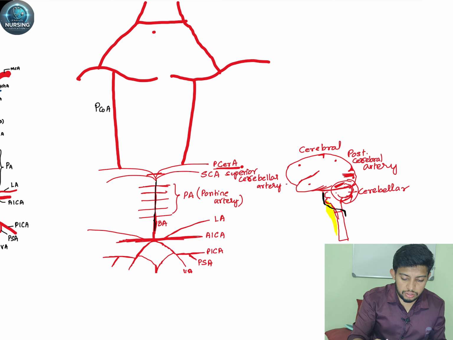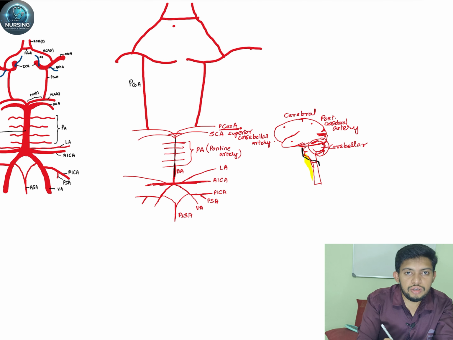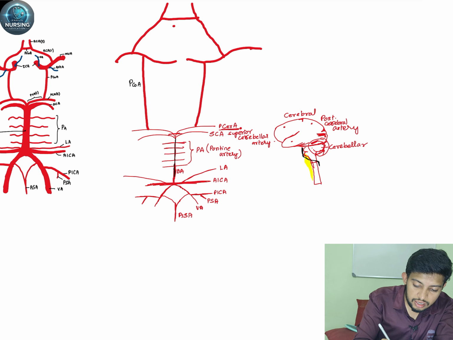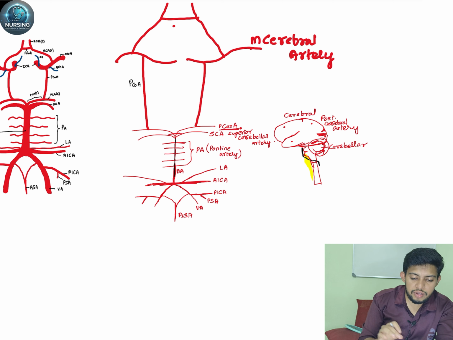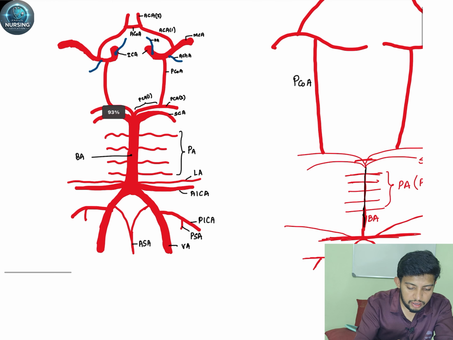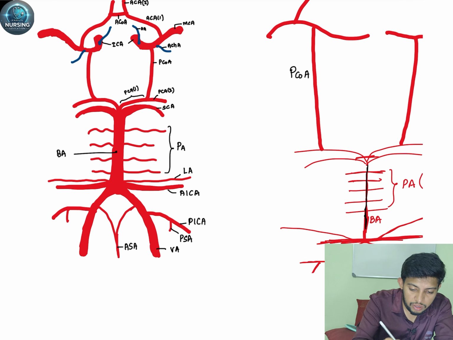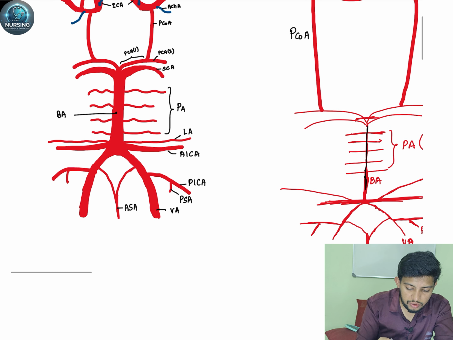Clear? So this is what I need to say, and this one is the continuation of the internal carotid artery, that is middle cerebral artery. Okay, middle cerebral artery. So one by one I will write the names. Now you can understand this diagram. Clear? Okay. So now I will write one by one the names of everything.